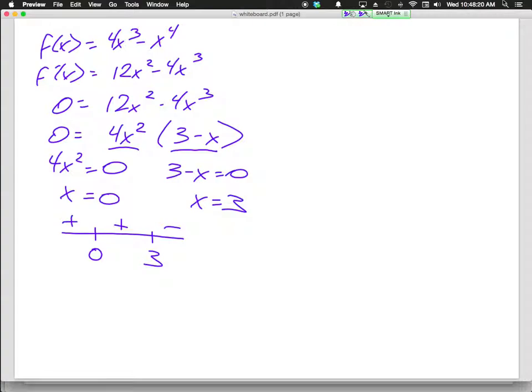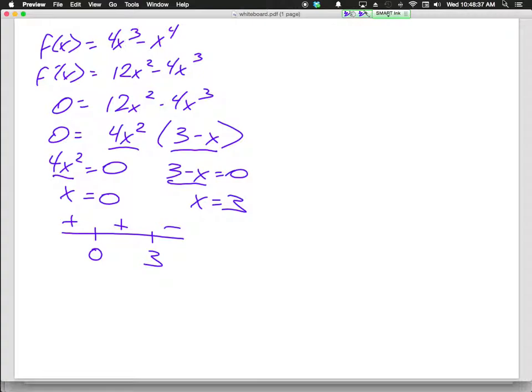Negative. Positive. Yes. Rock, why is it positive? Because there's a multiplicity where 0 came from. 0 came from this right here. There's the multiplicity on 0, so that means signs will not change. 3 came from x minus 3. There's no multiplicity there, so that means signs will change.